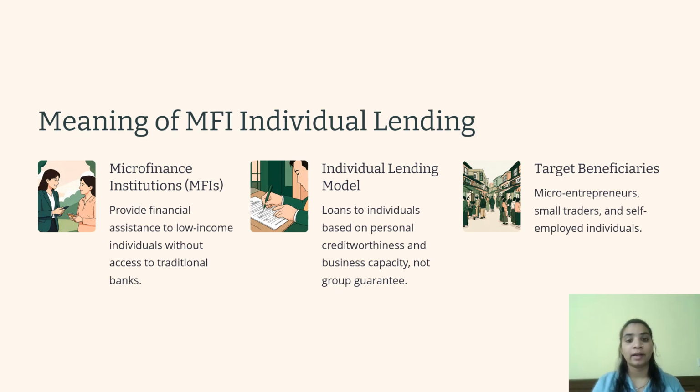So, in the individual lending approach, the loan decision is based on the borrower's repayment capacity, business stability, and financial discipline. Unlike the group lending model, where joint liability exists among members, individual lending focuses on evaluating the applicant's personal financial condition. This makes the assessment process more detailed, and MFIs must carefully analyze the borrower's income patterns, business performance, and repayment history before sanctioning the loan.